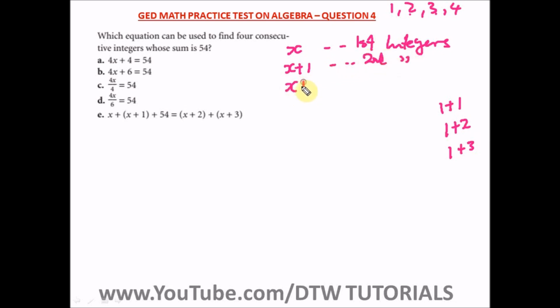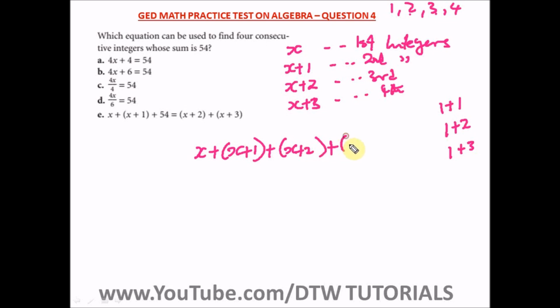For the third one, we have to do x plus 2. Then for the fourth integer, x plus 3. So these are 4 consecutive integers. The question says which equation can be used to find 4 consecutive integers whose sum is 54. When you see questions like this, just interpret exactly what the question says. Whose sum is 54, so we're going to add up all of these and equate to 54. So we have x plus, in brackets, x plus 1, plus x plus 2, plus x plus 3, equal to 54.